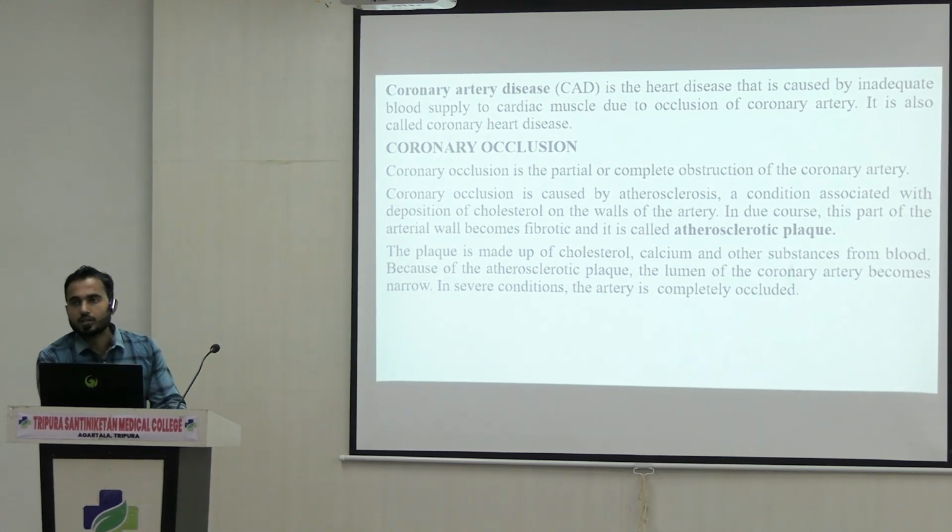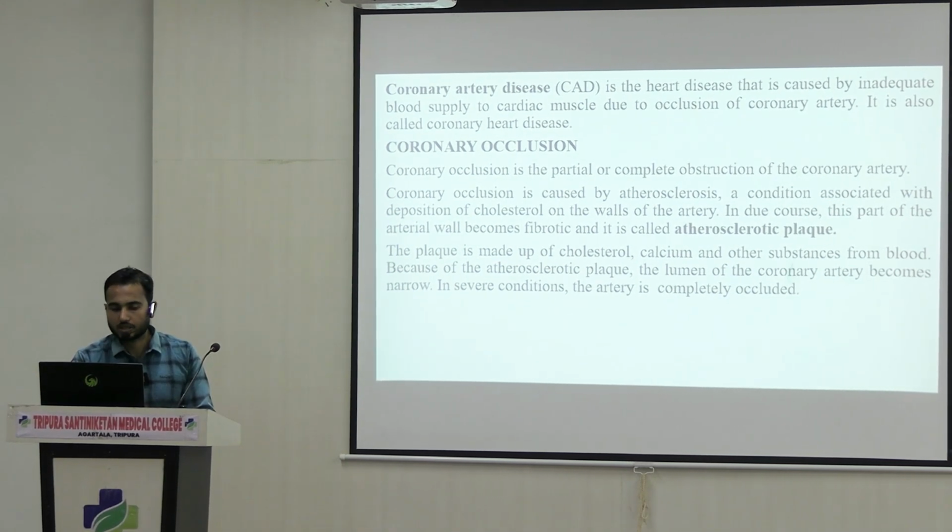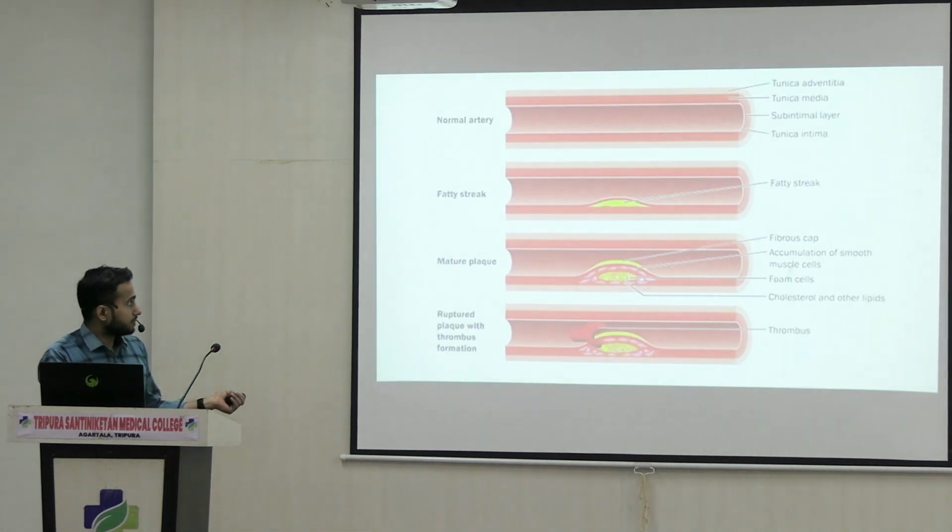Now, in this case, what will happen? The lumen of the coronary artery will become narrow, and that will hamper the blood flow through the coronary artery. Now, there is a diagram. In this diagram, you can see the healthy artery.